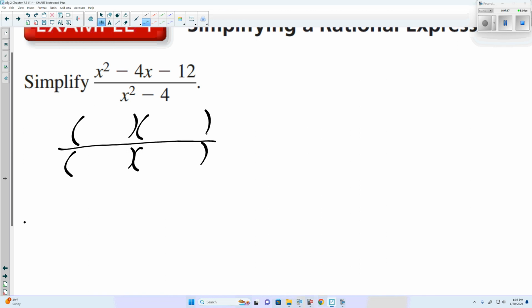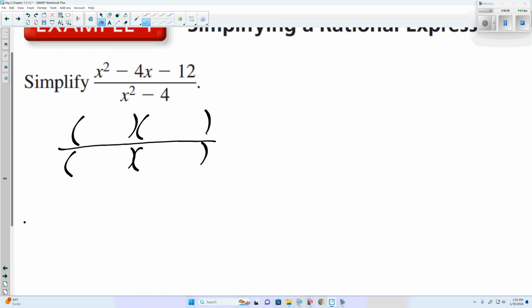Now the numerator and denominator will factor. And the reason we know they will factor is because of the x squared, the degree of 2. X squared minus 4 is one that's kind of nice to work with because we do have 2 terms being subtracted. X squared and 4 are actually both perfect squares. So what we have here is a difference of perfect squares.